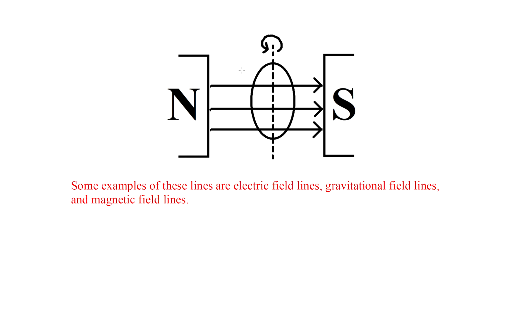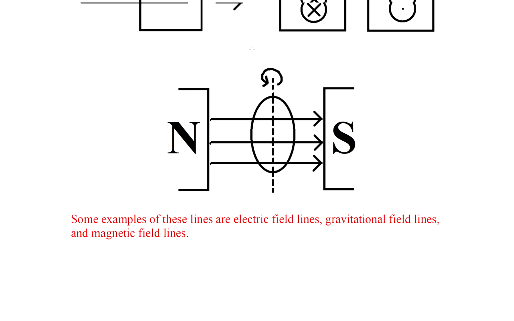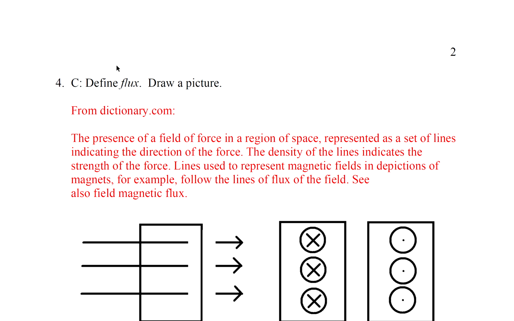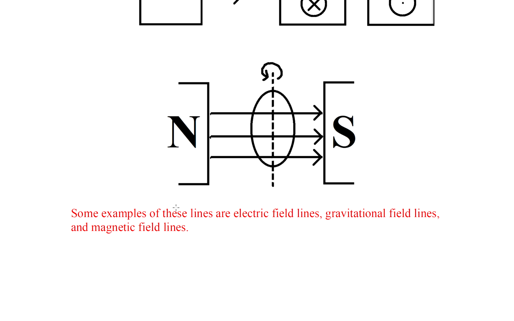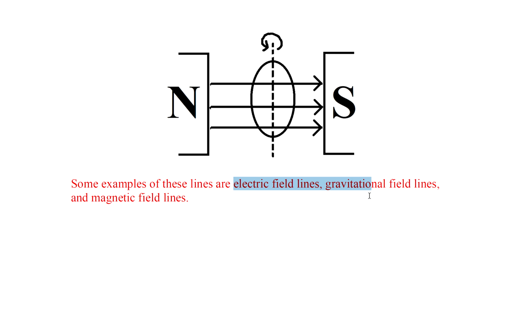Do you see this loop in the middle? Imagine this loop rotating, okay? So sometimes you could have 3 lines of flux going through that loop. And when this loop rotates, sometimes we could have 0 lines of magnetic flux going through this loop. Okay, so this question was asking, define flux. We could have flux of electric field lines, flux of gravitational field lines, and flux of magnetic field lines.